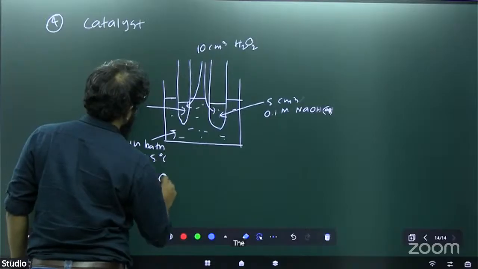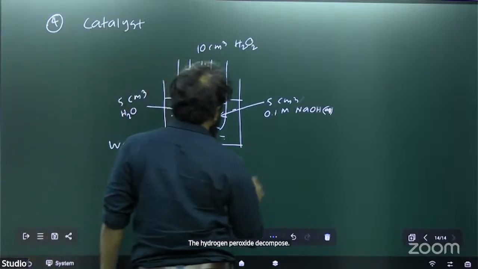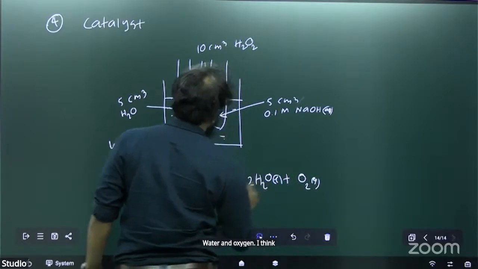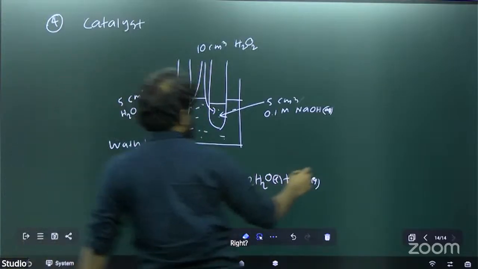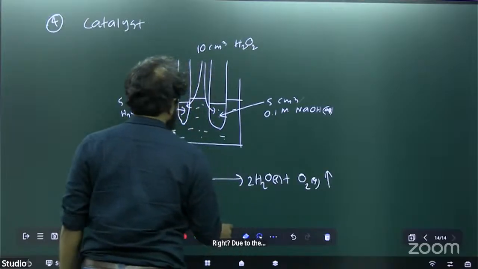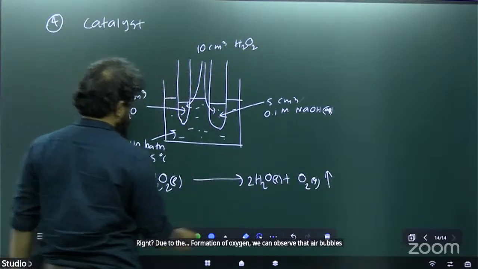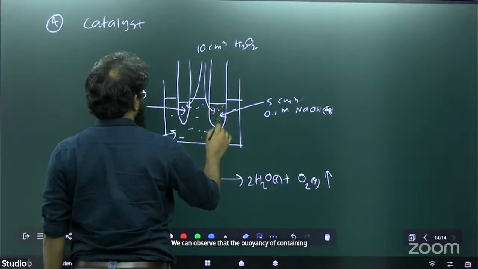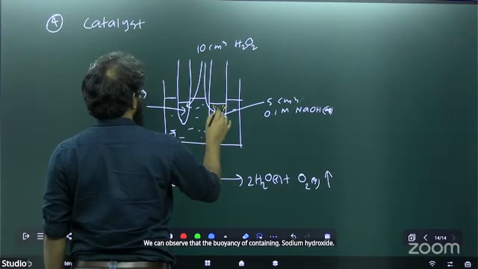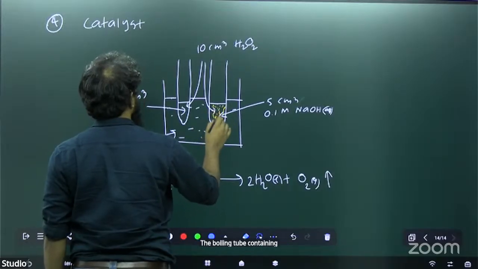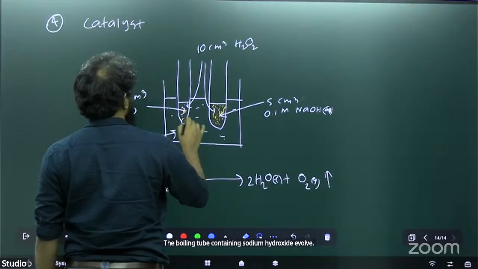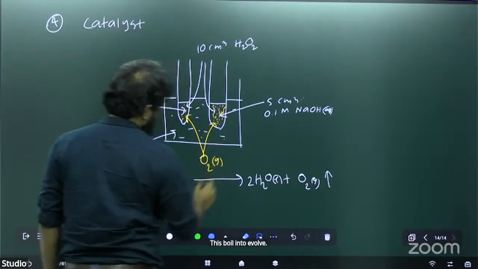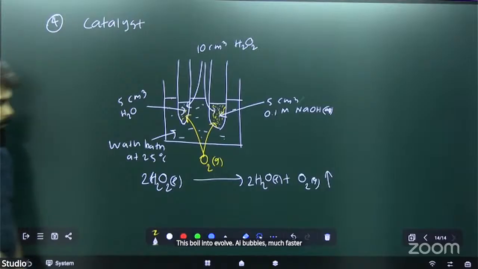The hydrogen peroxide decomposes, producing water and oxygen. I think this is given in the P block, right? Due to the formation of oxygen, we can observe that air bubbles evolve. So then what is the observation? We can observe that the boiling tube containing sodium hydroxide evolves air bubbles much faster than the other one. Then what is the conclusion?